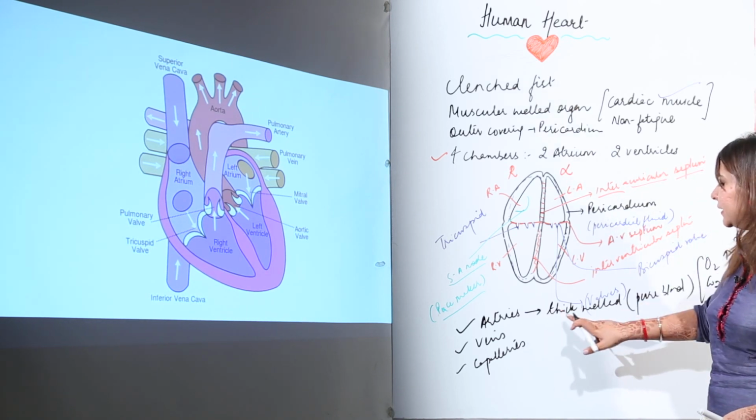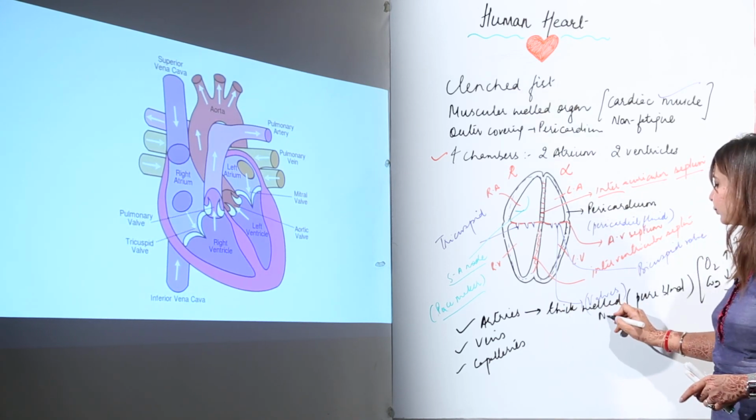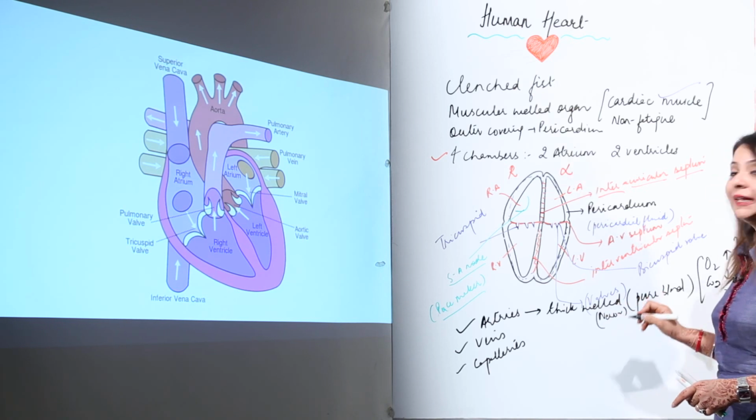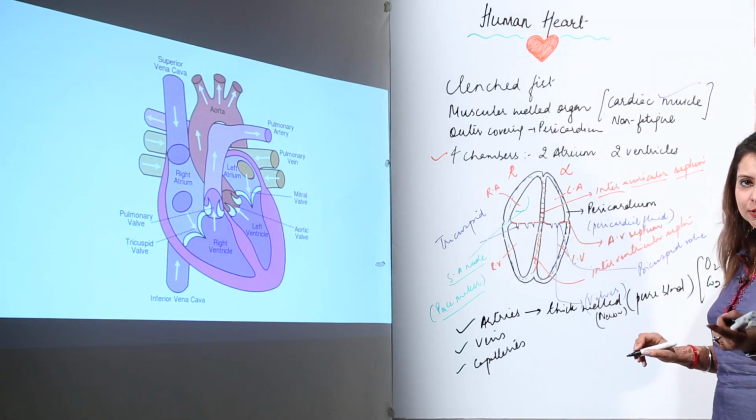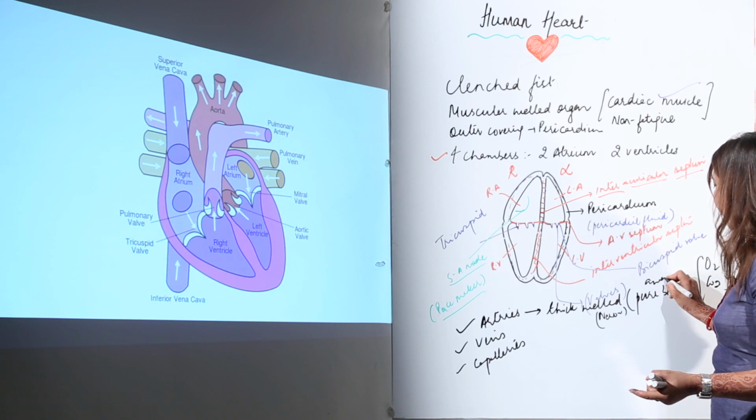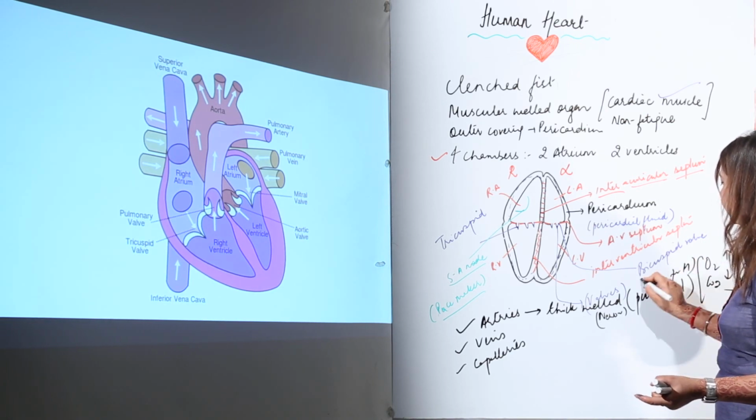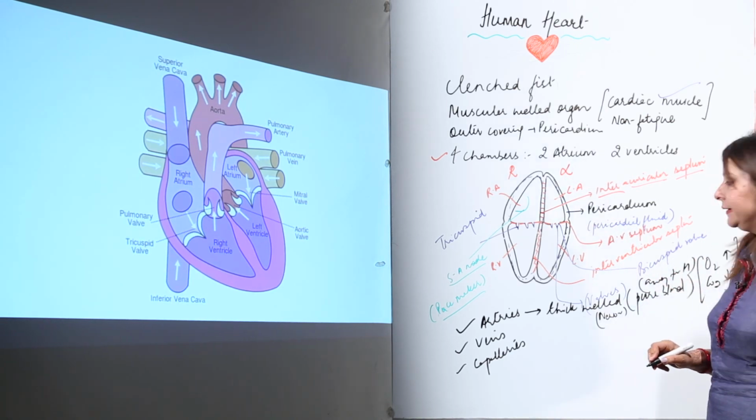So arteries are thick walled and also quite narrow, and they carry pure blood away from the heart. This is again a characteristic: they carry blood away from the heart, that is, to the body cells.